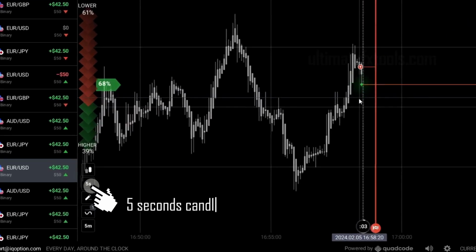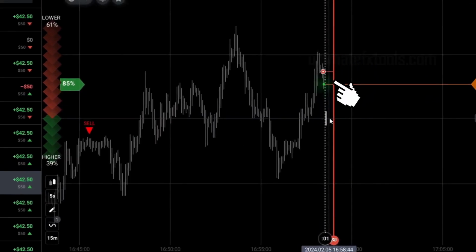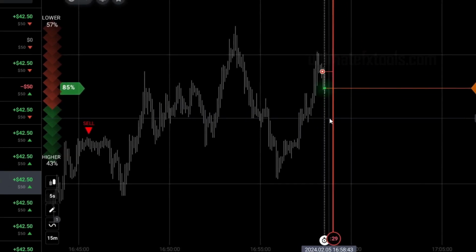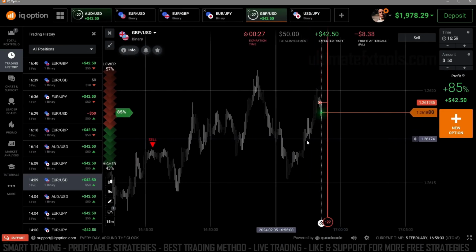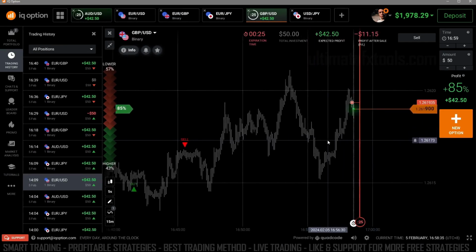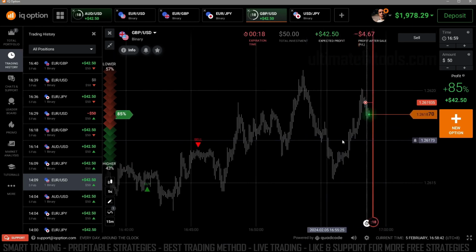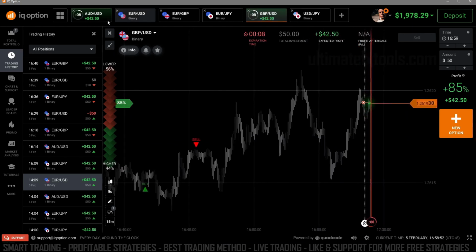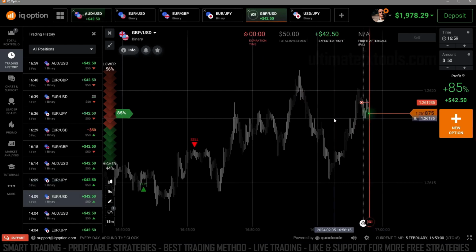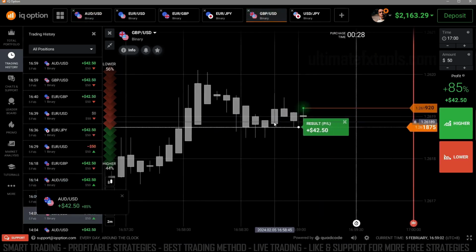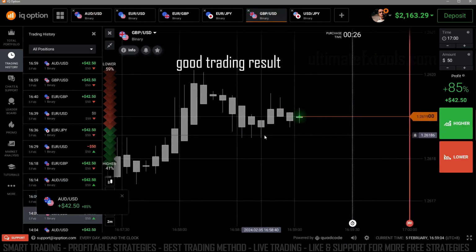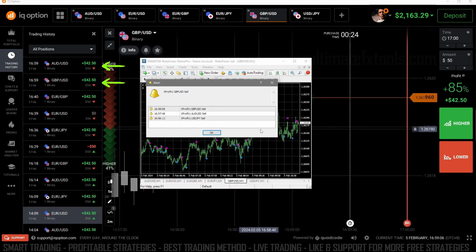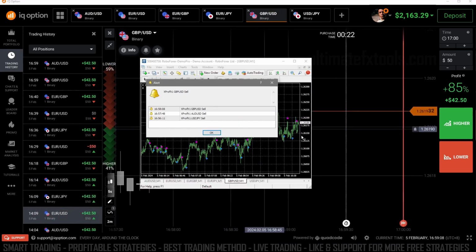Make sure the 5-second candle time frame candle bar reaches its maximum resistance level. You can add moving averages or Bollinger Bands for more filtering methods. Good trading result for our 2 previous trades.